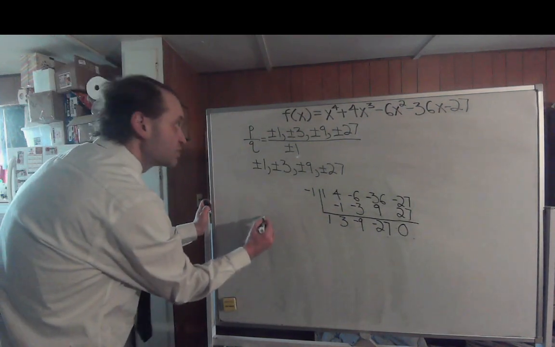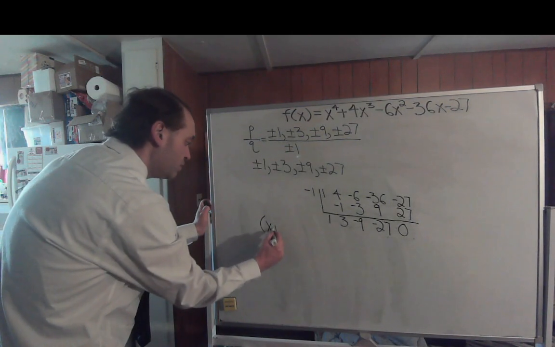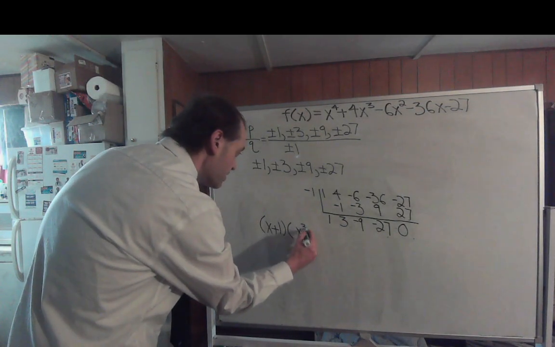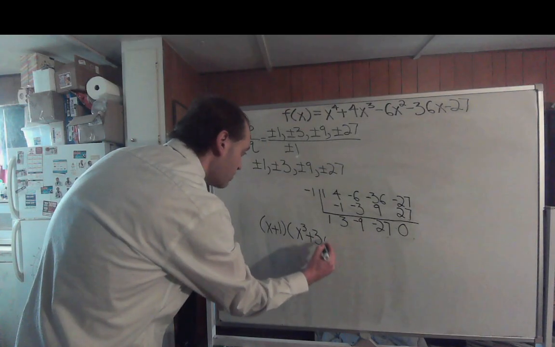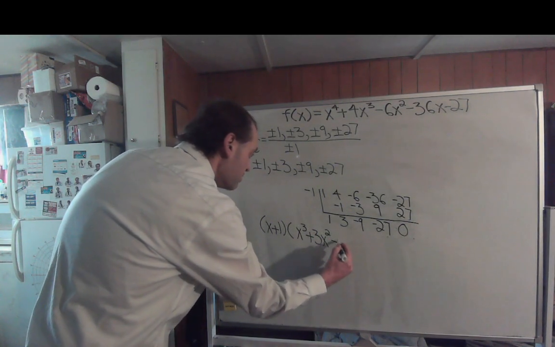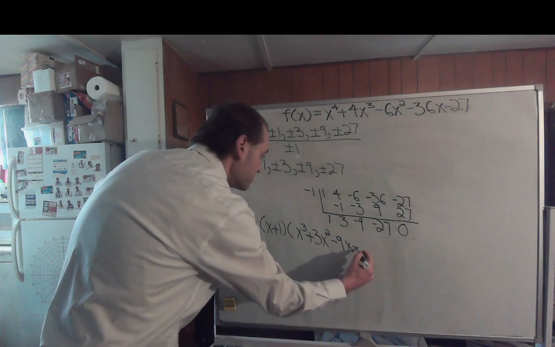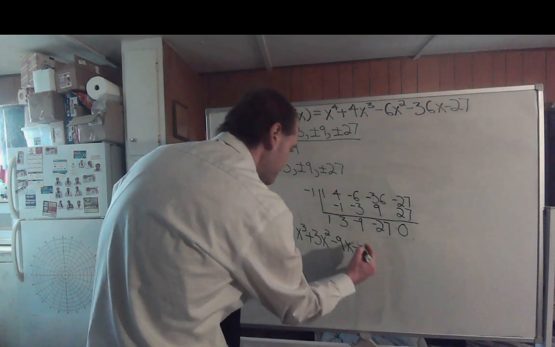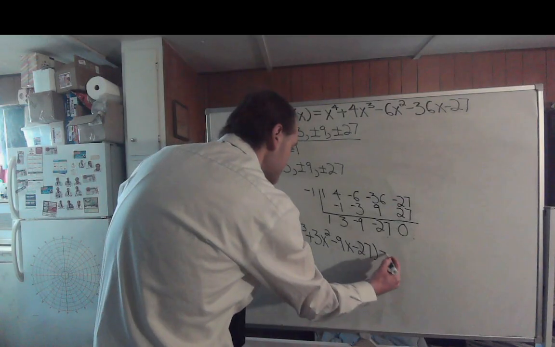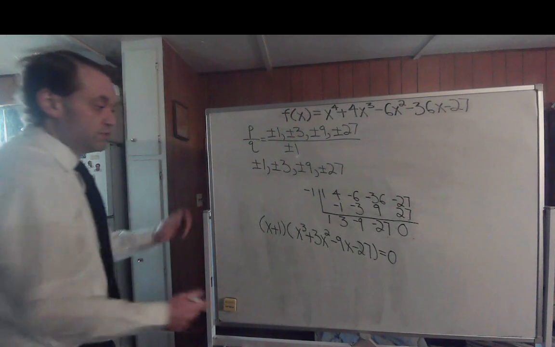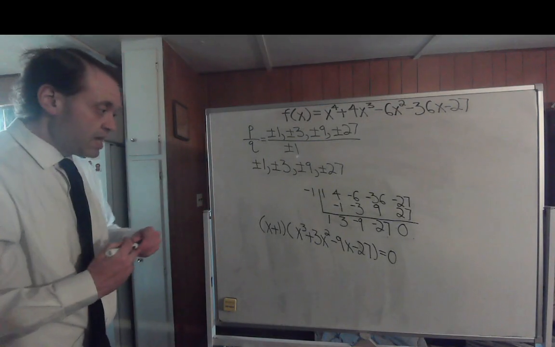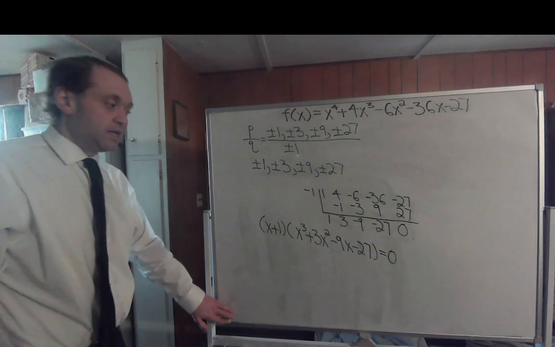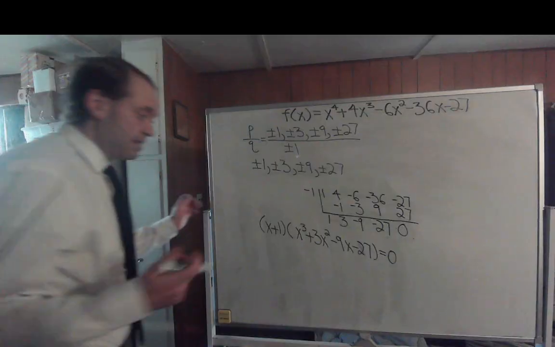So that means this is going to break down into x plus 1 times a cubic factor of x to the third plus 3x squared minus 9x minus 27. Whoops, I don't know where I got that 9 from. All that is equal to 0. Well, here's some good news about this. It looks like our cubic factor we can factor by grouping, right? We don't have to do the rational zeros with that, which will make life easier.